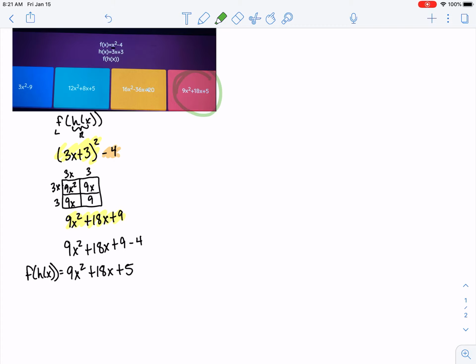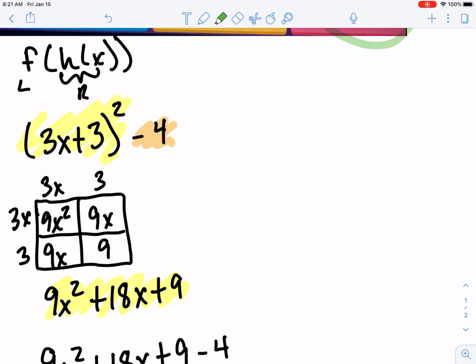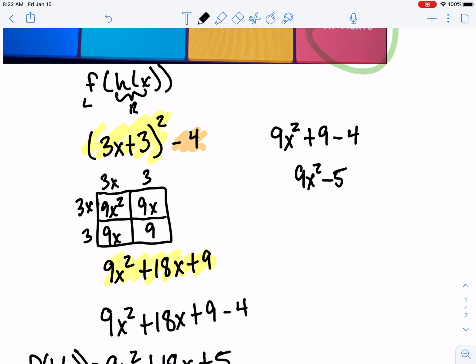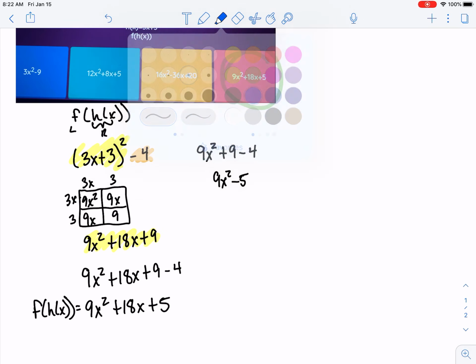Now, say you mess up here, and honestly, 3x plus 3 squared is the hardest part of this problem, because what the test makers are going to expect a lot of people to do is simply have 9x squared plus 9 minus 4 and get 9x squared minus 5. Okay. And then you do all of the work that you think is correct, and then you get somewhere and you don't see your answer choice, and then you start panicking. All right.